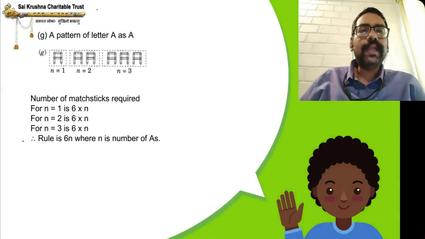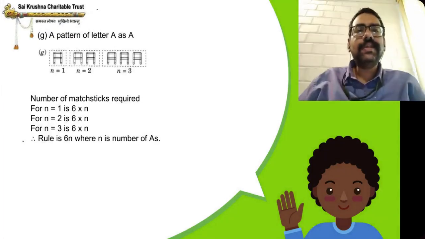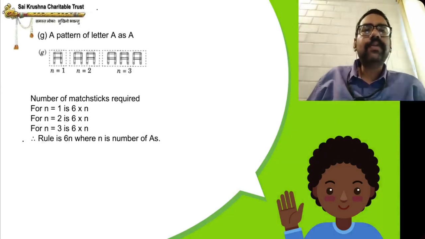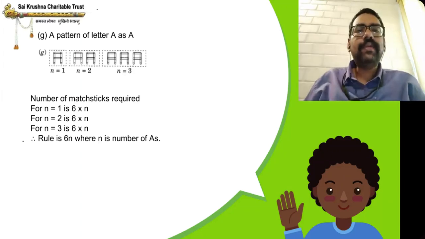Pattern of letter A. For 1 A, 6 matchsticks are required. N equal to 1 means 1 A. For 2 A's, 6 into 2, 12 matchsticks. N equal to 3 means 3 A's, 6 into 3, 18. The rule is 6n, where n is the number of A's.